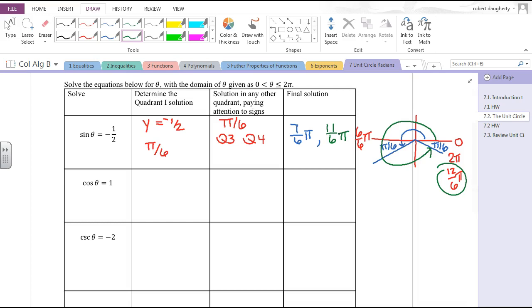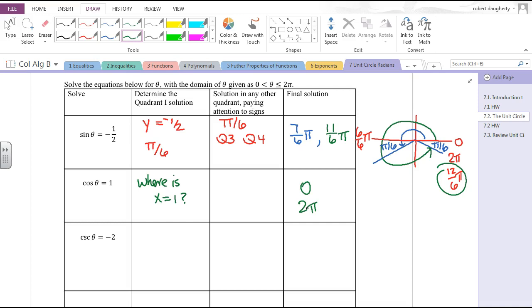Cosine equal 1. Remember, cosine is my x value. So where is x equal to 1 on the unit circle? Okay. The only place on the unit circle we see x equal to 1 is at 0 degrees, so this is only at 0. You would be also correct if you made a full revolution, 0 or 2 pi for that. Okay, so those are the two answers for that.